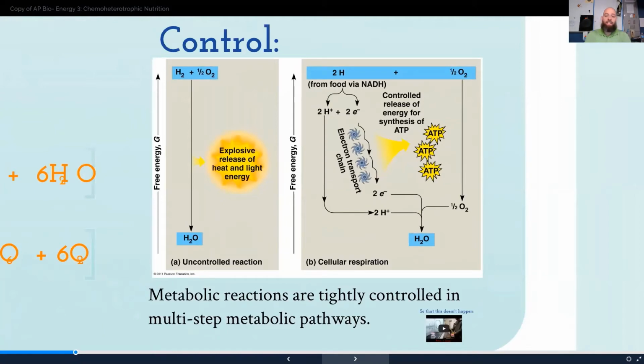Let's see. Metabolic reactions are tightly controlled and multi-step metabolic pathways. This is very important. You have a ton of energy. You're made up of a bunch of molecules, so they're all put together with bonds, which means technically there's a ridiculous amount of chemical energy in you.